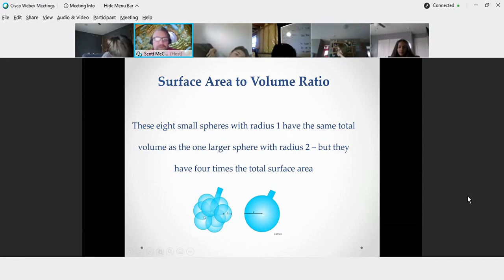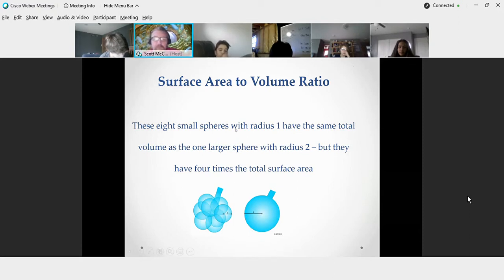These 8 small spheres have a radius of 1, and they have the same total volume as a larger sphere that has a radius of 2. But the critical part here, the last sentence, is they have 4 times the total surface area. And when you're dealing with something that needs to absorb as much oxygen as possible, like a lung, we need surface area per volume.